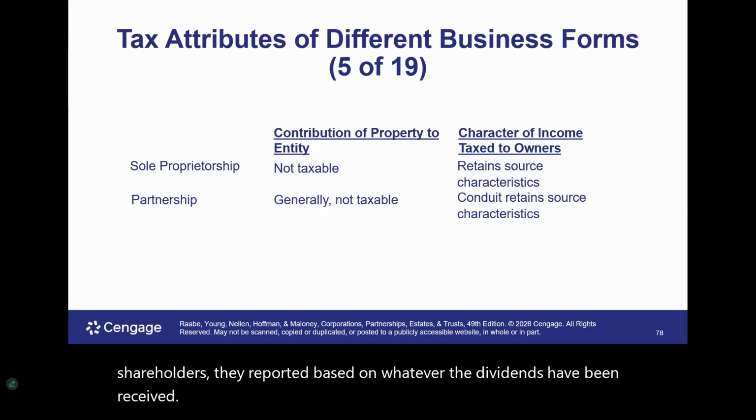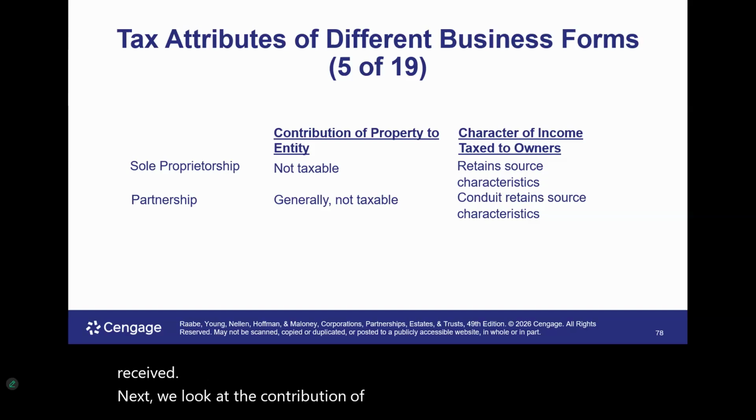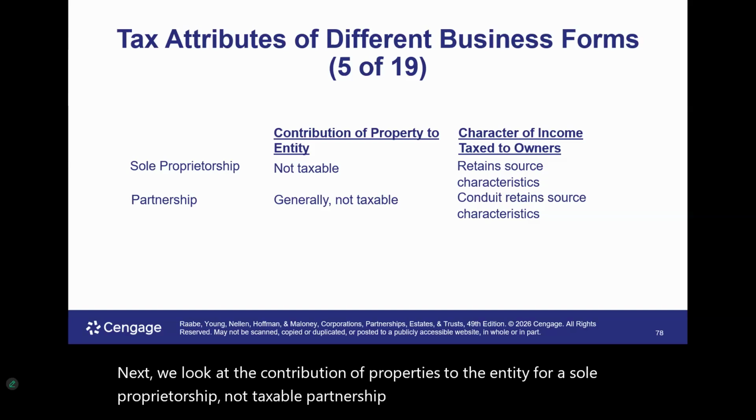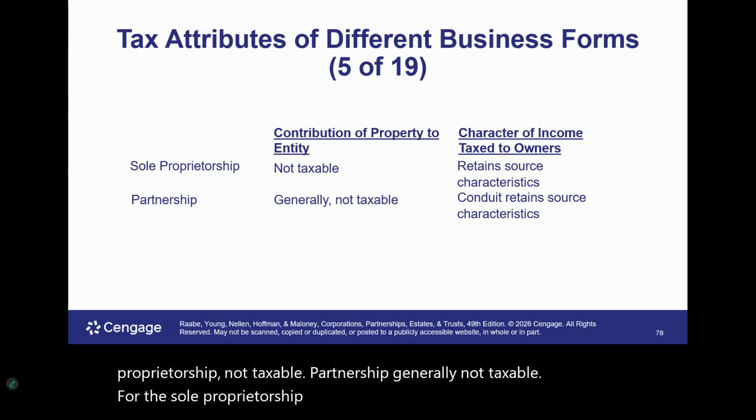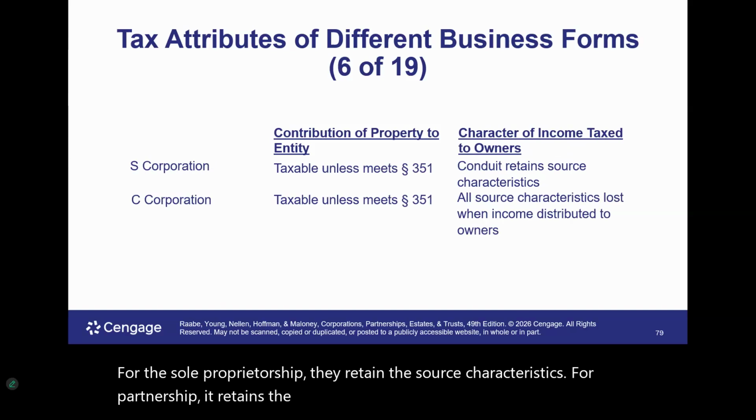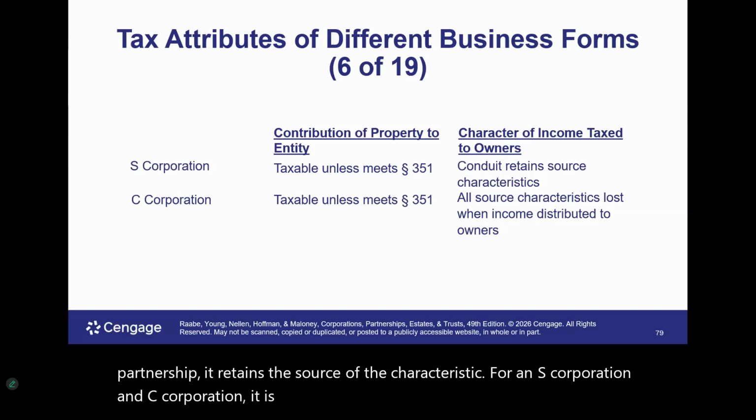Next, we look at the contribution of property to the entity. For a sole proprietorship, not taxable. Partnership, generally not taxable. For the sole proprietorship, they retain the source characteristics. For a partnership, it retains the source characteristic. For an S corporation and C corporation, it is taxable unless it meets Section 351.